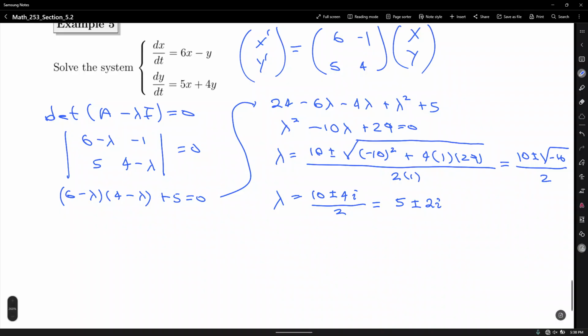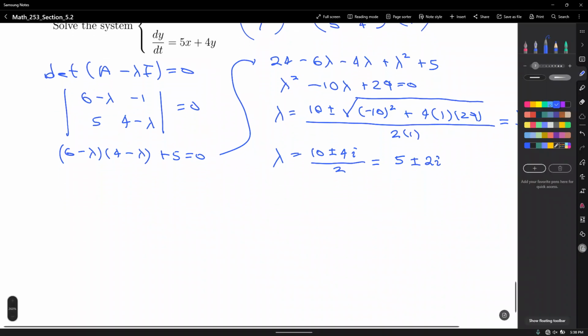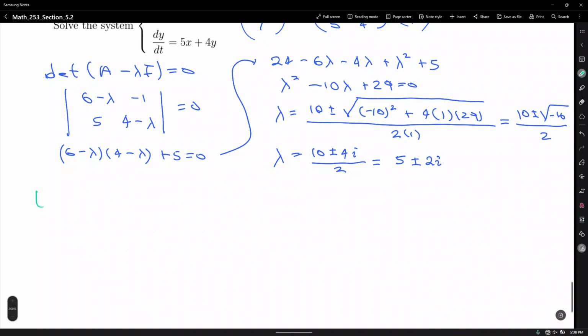So let's go ahead and find the corresponding eigenvector. Eigenvector for lambda equals, and I'm going to do the positive. You can do the negative, guys, if you want. It doesn't matter. But I'm going to do the positive, 5 plus 2i.